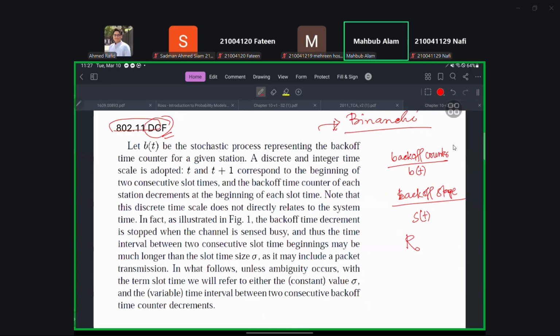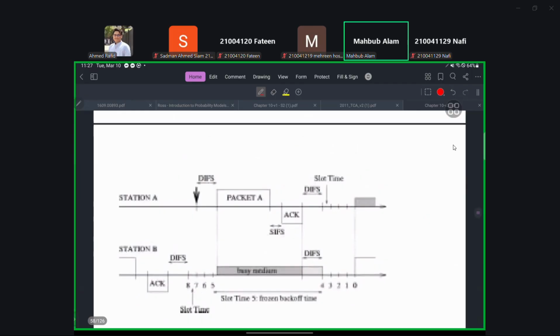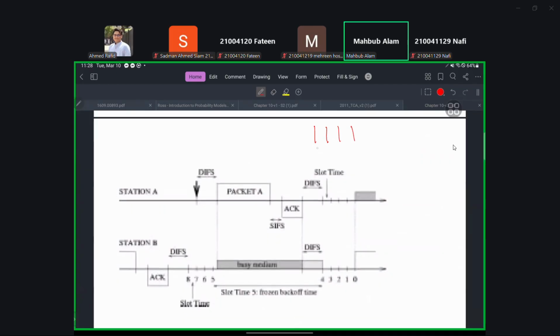In this model, there is one assumption. Bianchi, the author, has not discarded a frame. Rather, when it reaches the maximum retransmission limit R, instead of dropping the frame, it keeps retransmitting the frame, but it does not increase the backoff window size. So we have a two-dimensional stochastic process, b(t) and s(t). And when we have this two-dimensional stochastic process, in case of a discrete time Markov chain, it is a two-dimensional DTMC. Another thing that we need to consider is the slot time. Here, one very clever assumption by the author is that a slot time is not fixed.